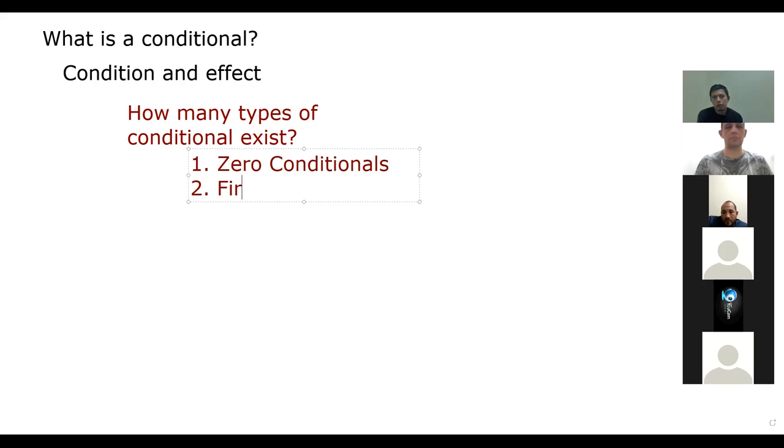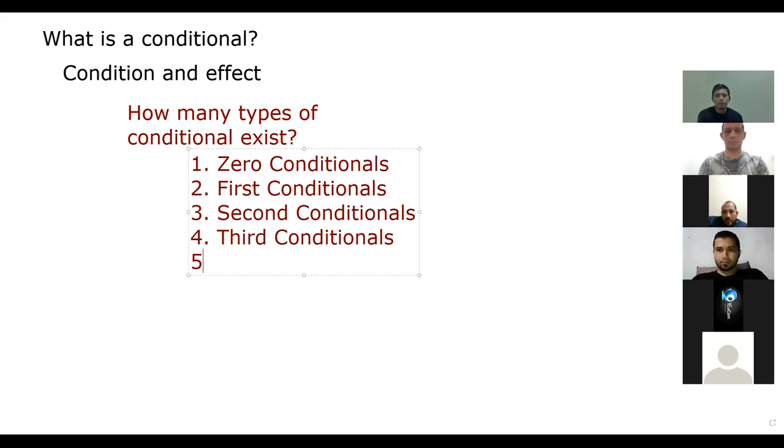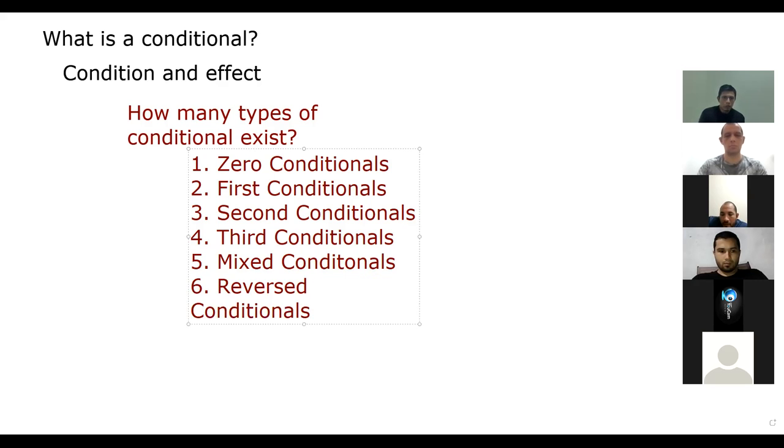You have first conditionals, you have second conditionals, and you have third conditionals. And you have another category, guys, that's called mixed conditionals, which is a combination of conditionals. So this is not really a conditional, this is a combination of both. And then you have a sixth one, guys, which is inverse or reversed conditionals. All right, but you don't need to know about this, okay?